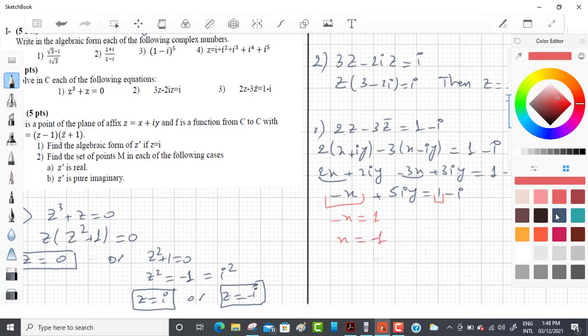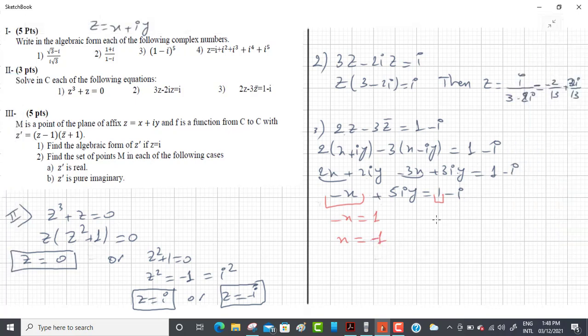And imaginary part is equal to imaginary part. So 5y equal minus 1. So y equal minus 1 over 5. z equal x plus iy, so z equals minus 1 minus 1 over 5 i. This is the solution of this equation.